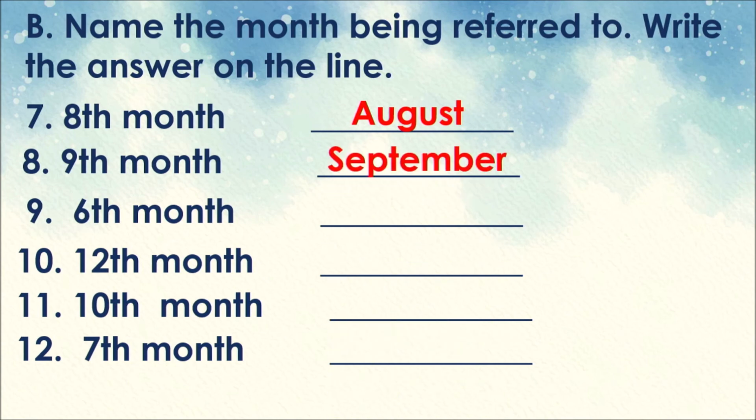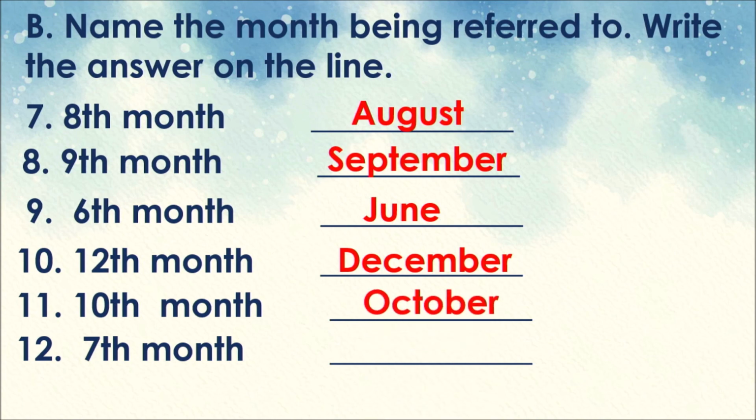Okay? Now the 6th month. January, February, March, April, May, June. So the 6th month is June. Now the 12th month. Of course, the last month, which is December, isn't it? And the 10th month, again, let's read them all together. January, February, March, April, May, June, July, August, September, and October. So the 10th month is October.